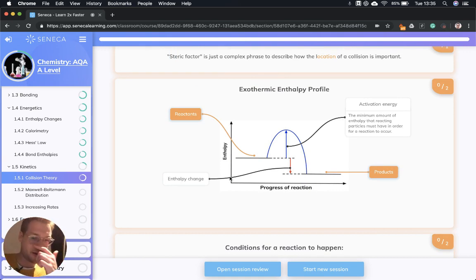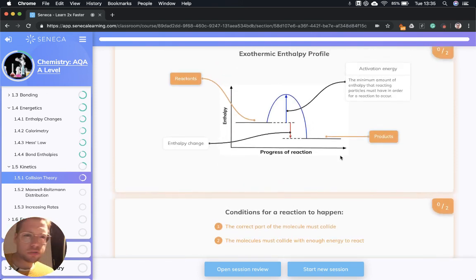And whenever you're drawing an enthalpy profile, which will be a lot during your A-level chemistry course, just FYI, always remember to draw the axes. And remember, the x-axis is the progress of the reaction and the enthalpy is the y-axis. And then remember four things: reactants, products, enthalpy change, and the activation energy. Always label those, especially in exam questions, because that's where you're going to get your marks.